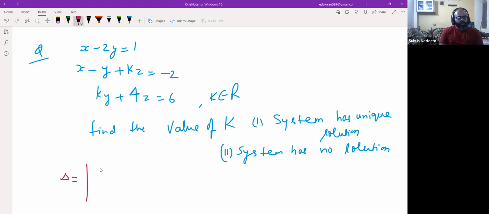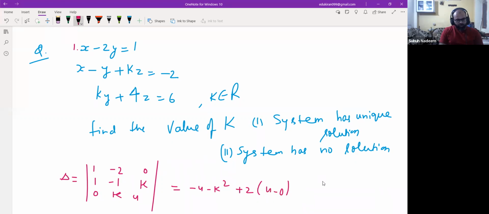So let us see delta. Delta is the determinant with rows 1, minus 2, 0, because x coefficient is 1, y coefficient is minus 2, and z is not there, so its coefficient is 0. Then 1, minus 1, k, then 0, k, 4. Now you calculate this. So 1 into minus 4 minus k square, and then plus 2 into 4 minus k, k into 0, and 0 will be 0. So this will be minus k square plus 4.